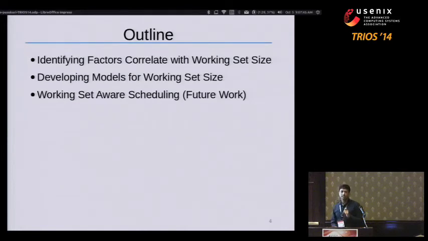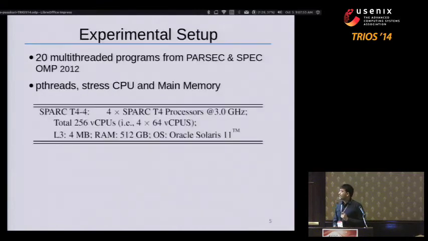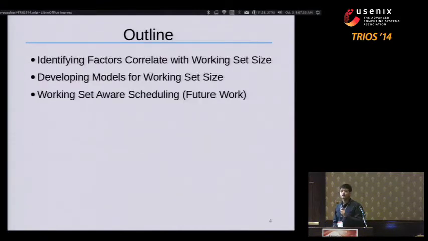Therefore, first I'll discuss identifying the factors that correlate with WSS of multi-thread programs. Next, I'll present a methodology for developing simple and robust models for approximating WSS. And finally, I'll briefly describe work in progress on a scheduling technique, working set-aware thread scheduling.